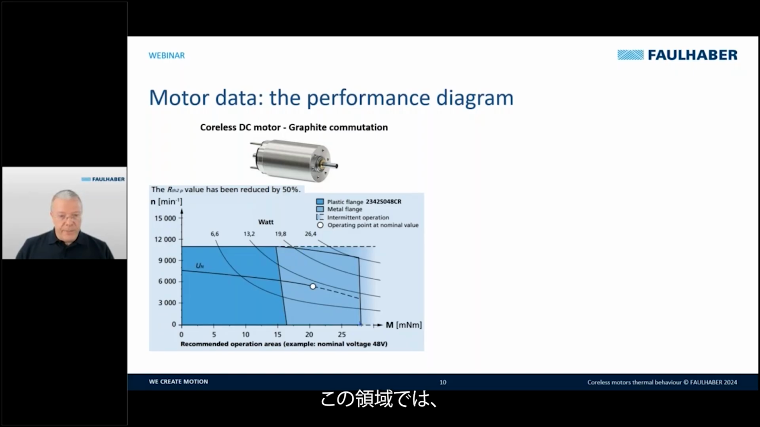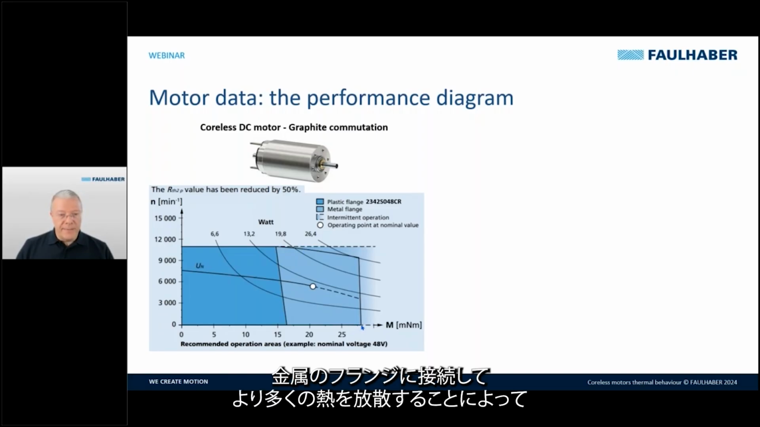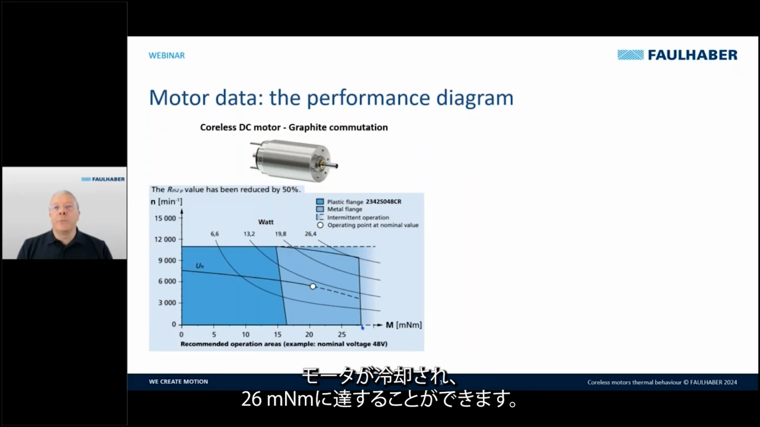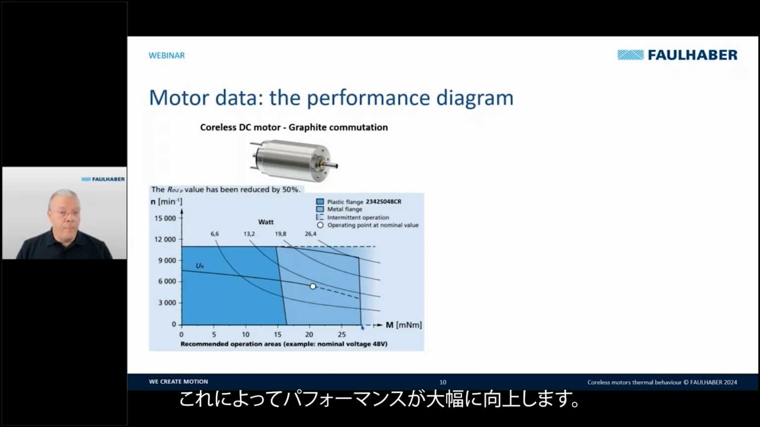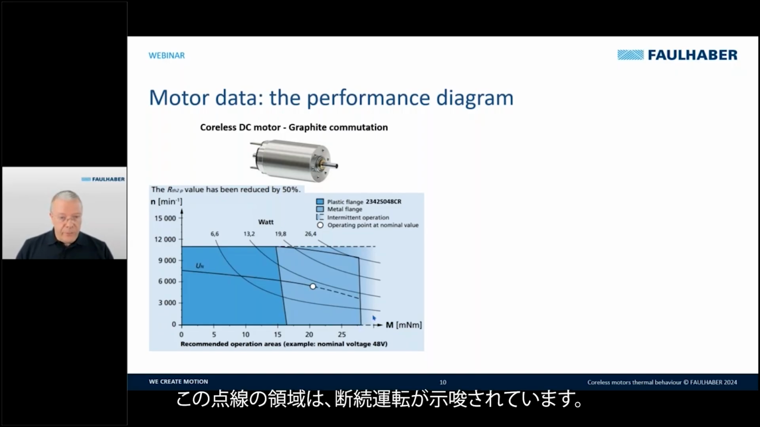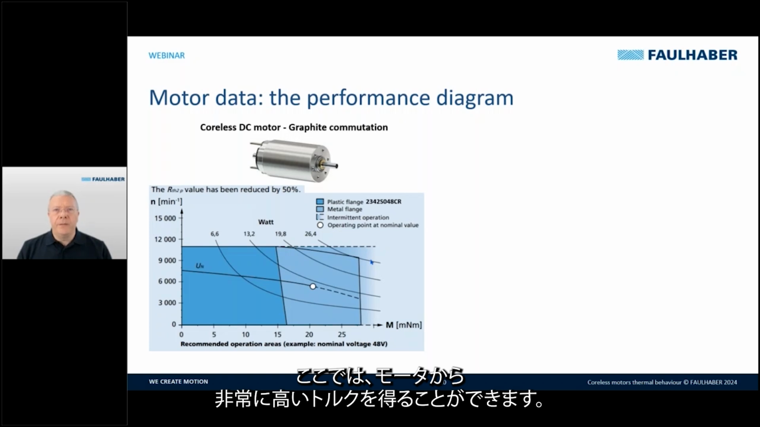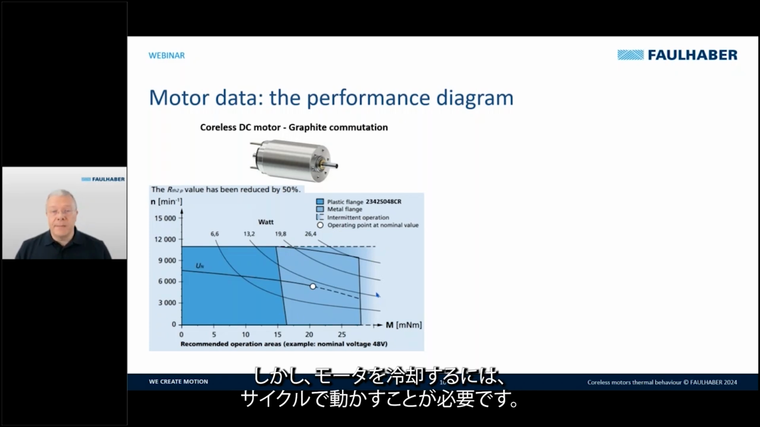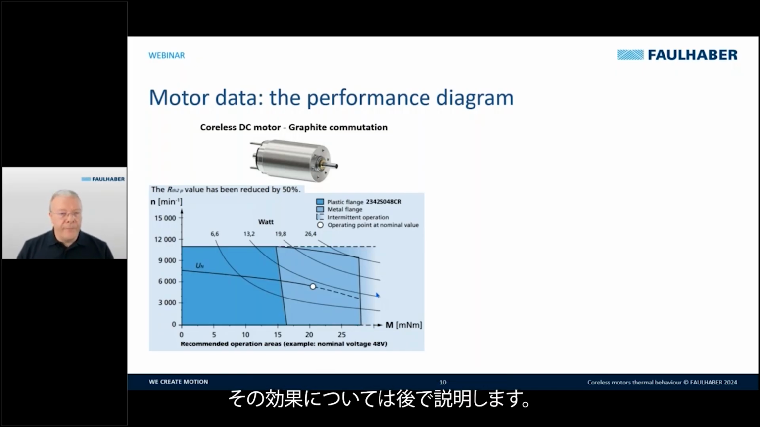In this region here, you can see that we can reach 26 millinewton meters when the motor is cooled down by a connection with a metallic flange. So the heat can be better dissipated, and we have much more performance. In this dashed line region here, this is suggested for intermittent operation, where you can have a very high torque from the motor, but it's necessary to have a cycle in order to cool down the motor. We will see later the effect of this.